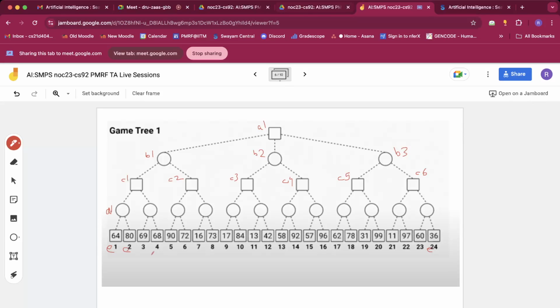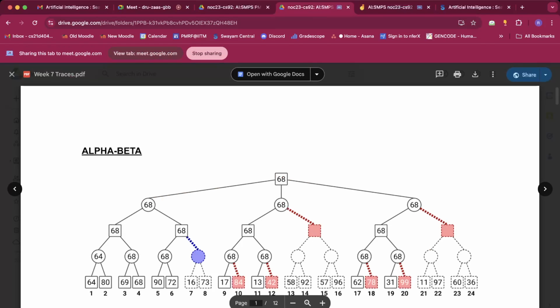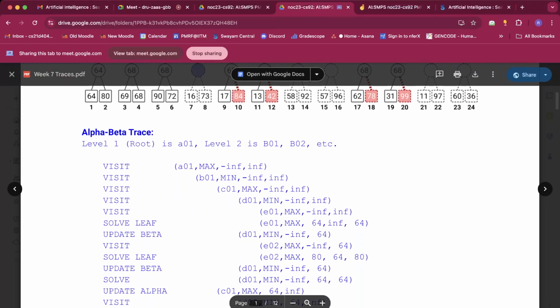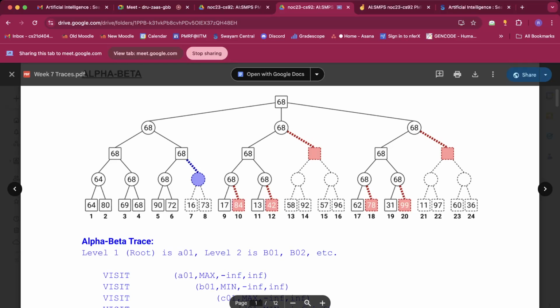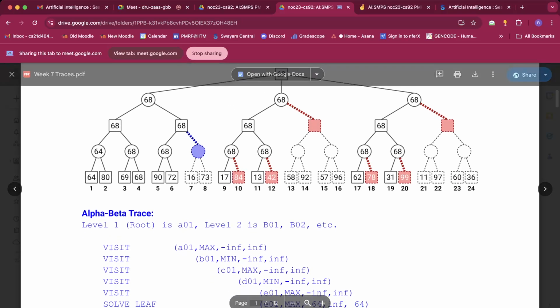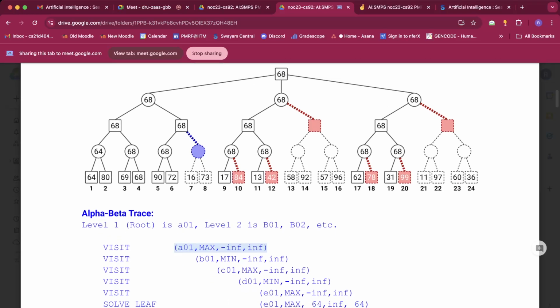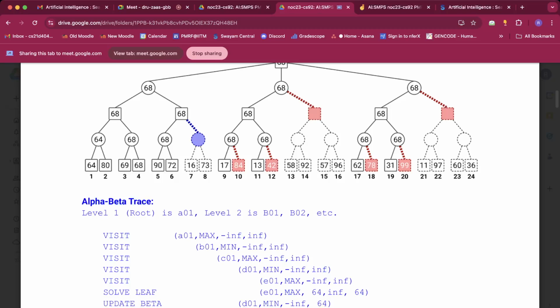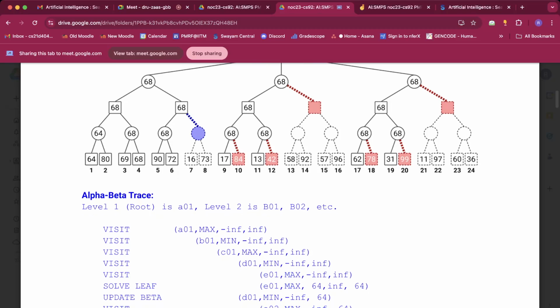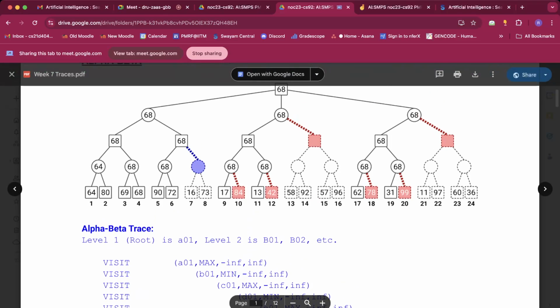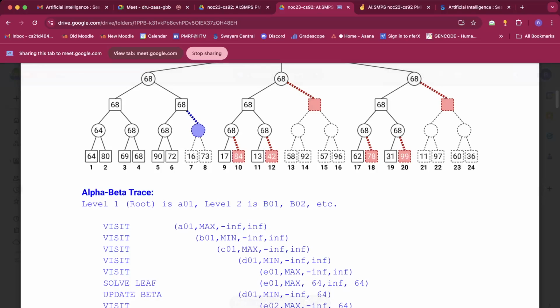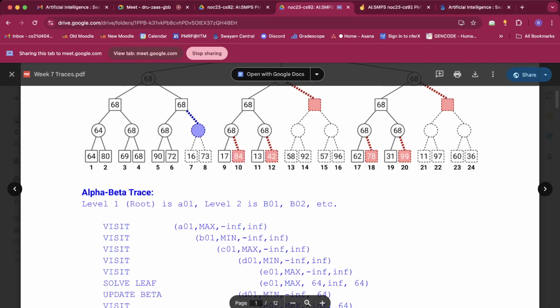Now coming back to our trace. Here you see that we first visit A1, which is the root node, which is the max node, and it has an alpha value of minus infinity and a beta value of plus infinity. After visiting A1, we visit B1, which is this min node over here. B1 is the min node, and it gets the alpha and beta values that were given to it by its parent, which is minus infinity to plus infinity. After B1 we visit C1, which is this particular max node.